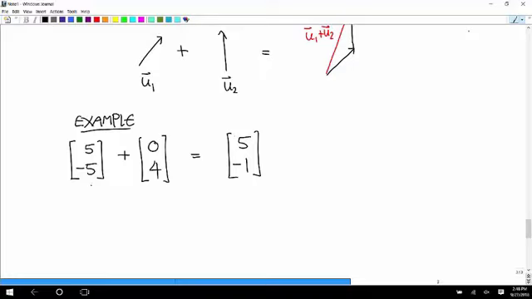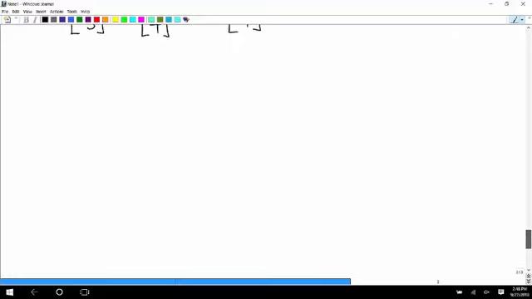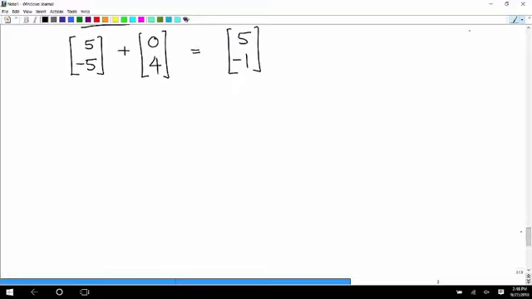Now, let's think about the directions of these vectors and do this addition graphically and see if we can, hopefully if we do it carefully enough, we'll be able to convince ourselves that it's the same thing. Okay, so let's use this coordinate system.